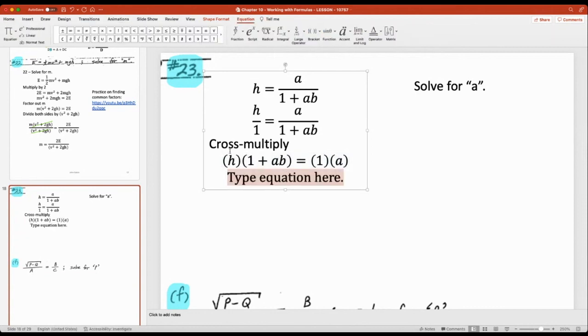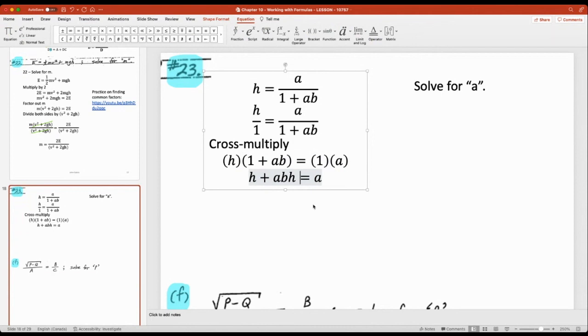Now, the stuff on the right is easy. That's just A. This thing here, we're going to distribute. We're going to do H times 1 and H times AB. So H times 1 is H, and H times AB is ABH. I put H at the end if you don't mind. Just put them alphabetically, I guess.